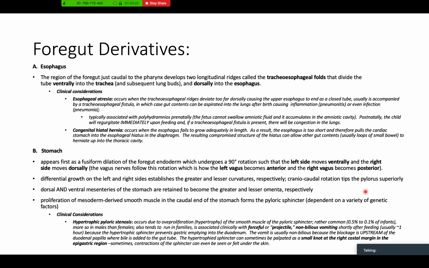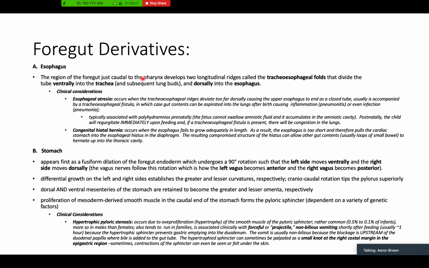Okay. And so here is a very, very wordy slide. I hate wordy slides, and so we're going to go through this pretty quickly. There are some important topics here, though, that we have to talk about. In terms of development, there are things in embryology that help us when we get to pathology. So first, we'll talk about the esophagus.